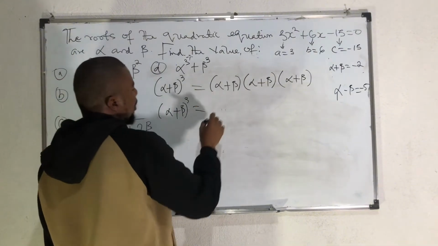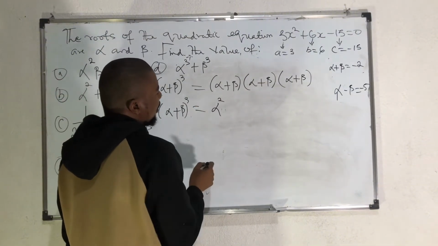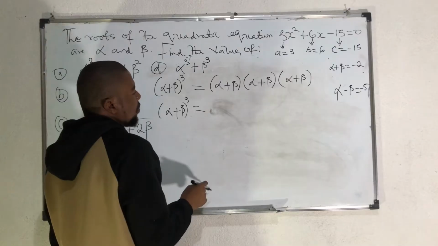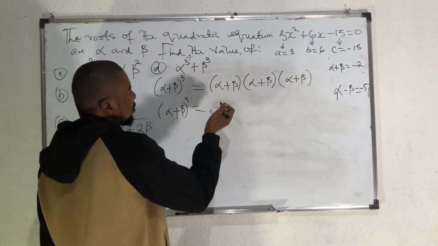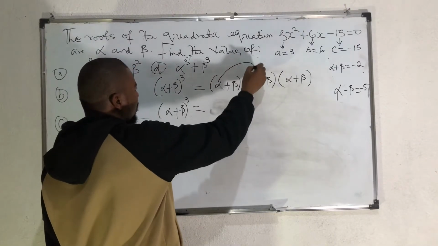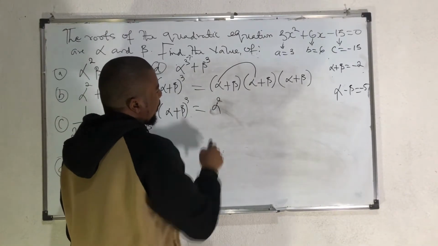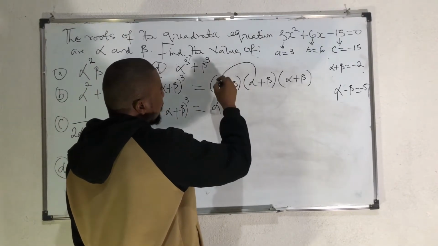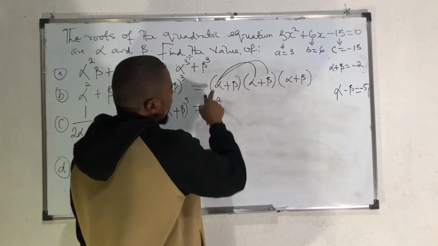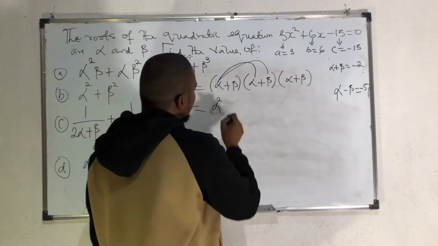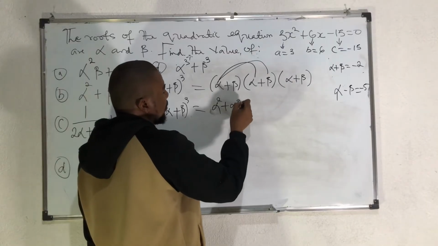Alpha times alpha will give me alpha squared. Let me multiply it this way. Alpha times alpha will give you alpha squared. Alpha times beta, because it's this way, will give you plus alpha beta.